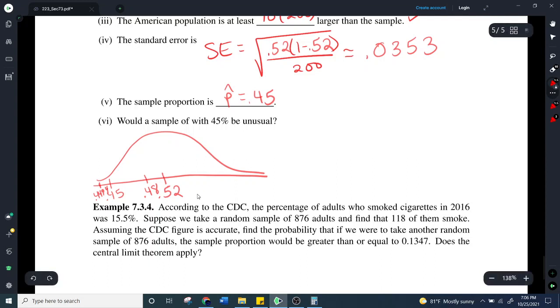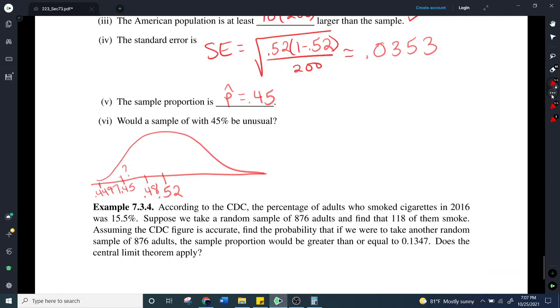Let me clean this up a little bit. Let me make these numbers a little cleaner so you can read them. All right, so let's give that another try. Let me draw my line here. About 0.45 was what we were questioning, whether that was unusual, and then 2 standard errors below was 0.4497. So would 45% be unusual?